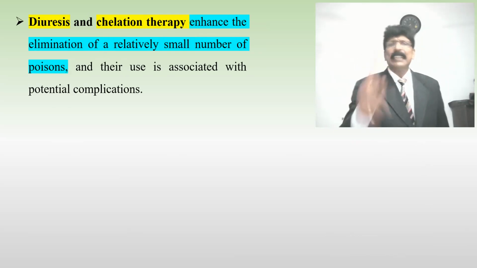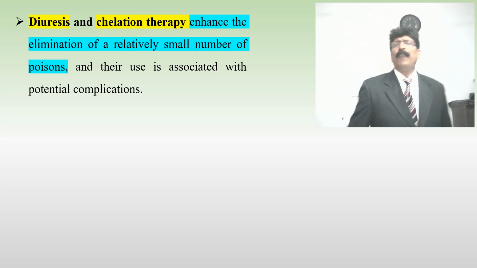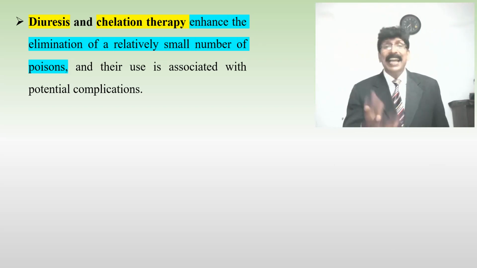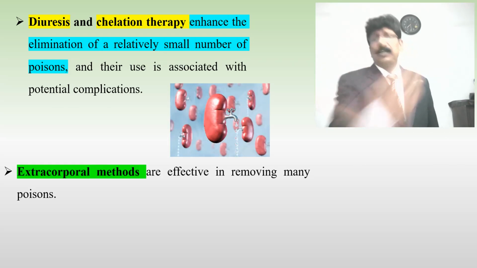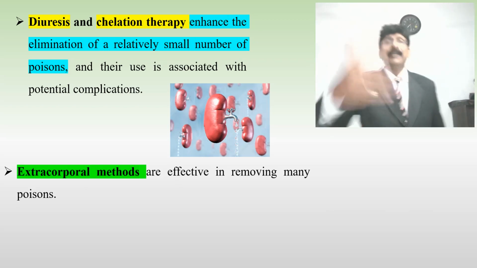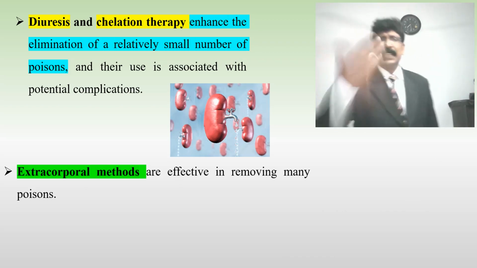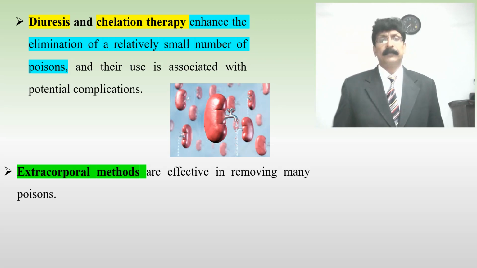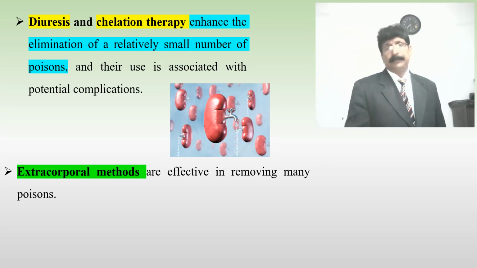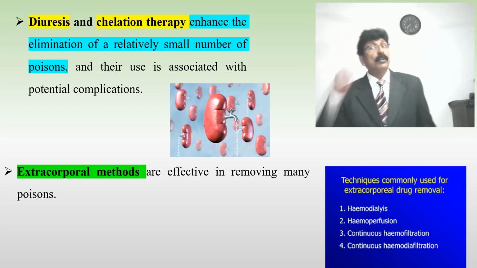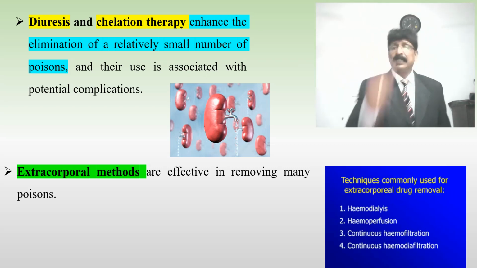Diuresis and chelating therapy enhance the elimination of a relatively small number of poisons, and their use is associated with potential complications. Diuresis, you can remember. Some examples: this is a detailed procedure you have to study, but diuresis and instillation therapies can be added in the treatment. Extracorporeal methods are effective in removing many poisons. You have to study the techniques individually, how they should be performed as a clinical pharmacist.